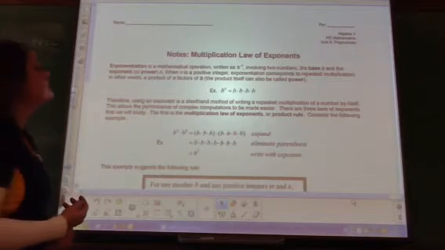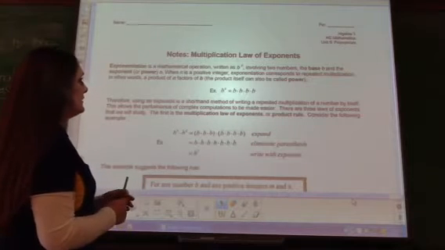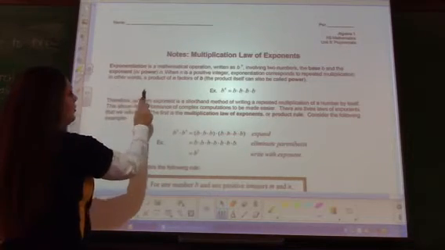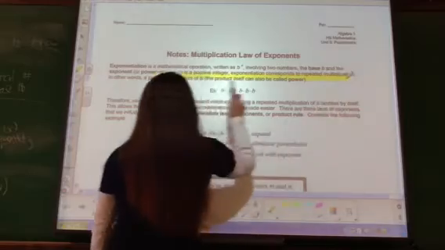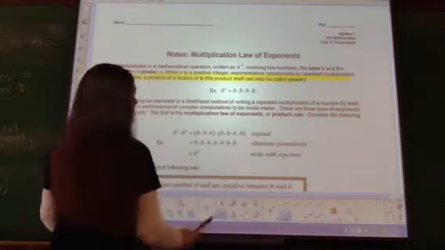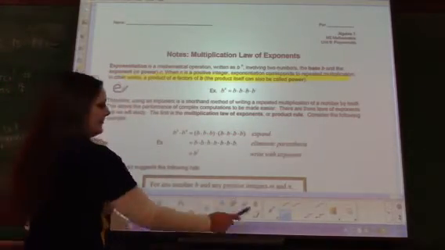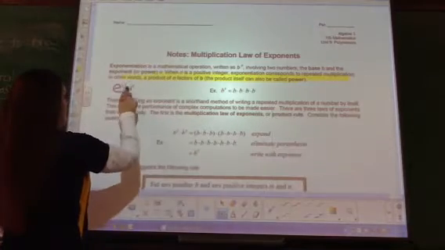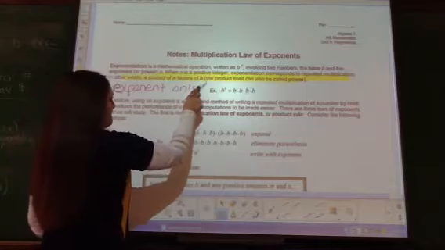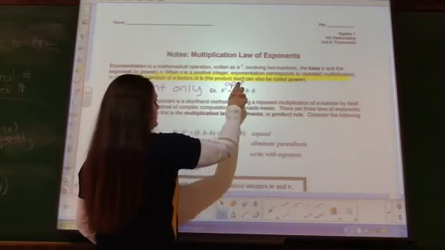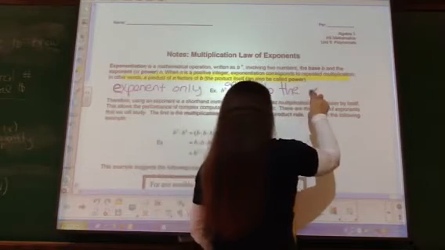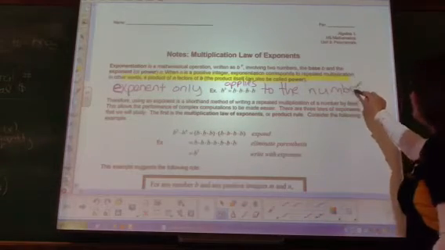Multiplication and division laws and rules. So when you first look at multiplication of exponents, there's a couple things you need to pay attention to. One, that we call the power. And what I want you to be sure that you write on here as extra is that your exponent only applies to the number or letter directly before it.